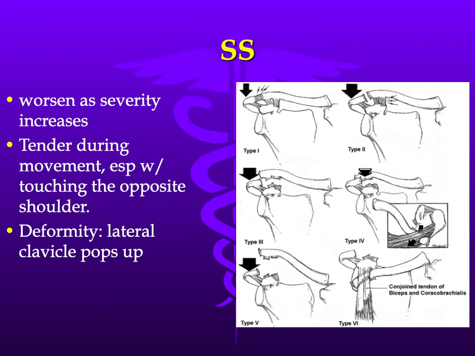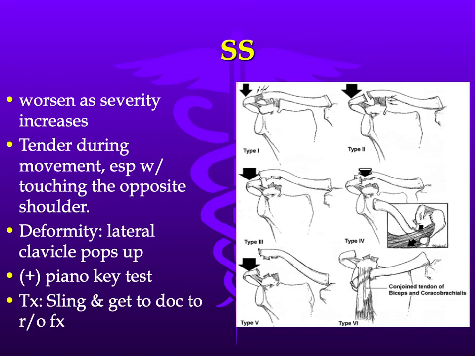The lateral clavicle pops up. We can have what's called a positive piano key test, where we push down on the clavicle and it'll go down and come back up like a piano key. Here we need to sling and get to the doctor to rule out a fracture, because they could fracture their clavicle at the same time as they do an AC sprain.